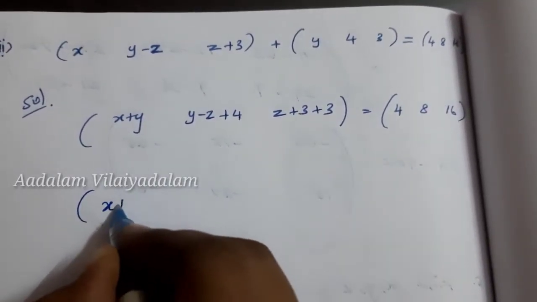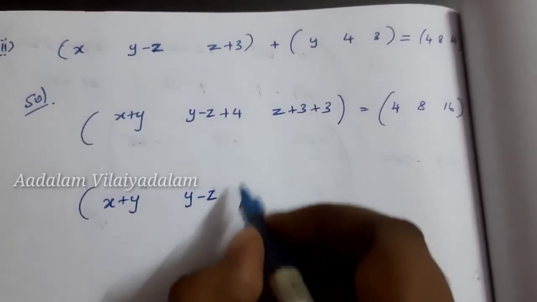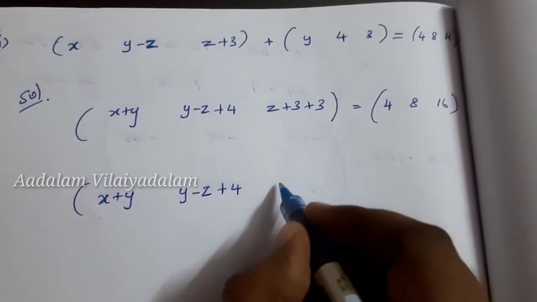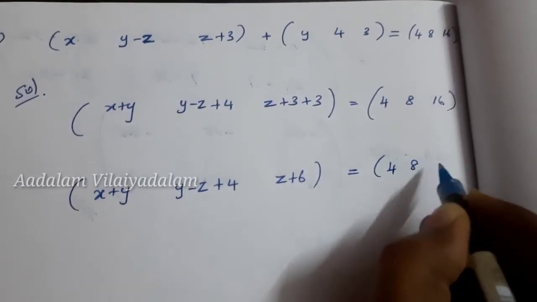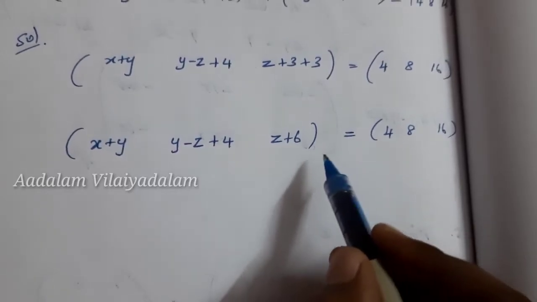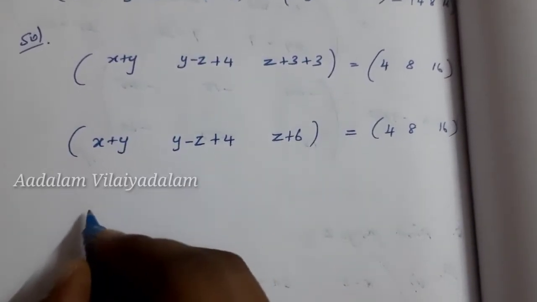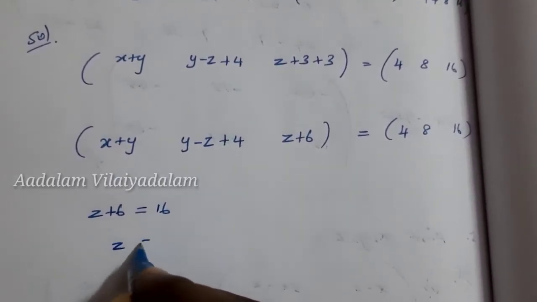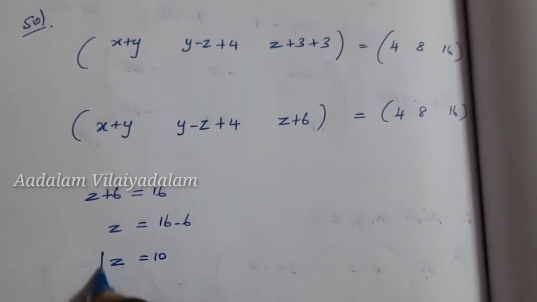That is x plus y, here y minus z plus 4, and here adding these two values we get z plus 6 equal to 4, 8, 16. Now, which one we can easily find is z plus 6 to the corresponding element 16. Therefore, z plus 6 equal to 16. Therefore, we get z equal to 16 minus 6 and z equal to 10.